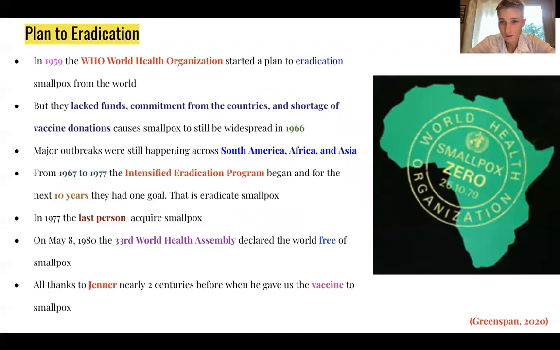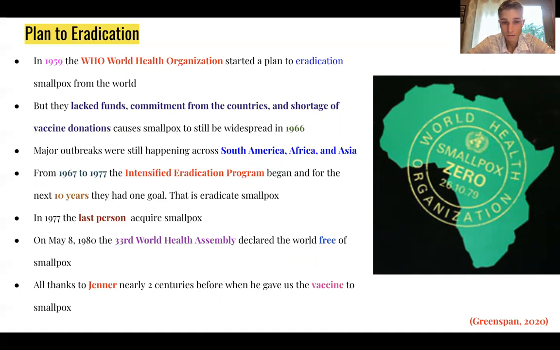So in 1959, the World Health Organization, the WHO, decided that they had a plan to eradicate smallpox from the planet. However, there was a few setbacks in this plan. They lacked funding, they lacked commitment from other countries, and they lacked a shortage of vaccine donations.